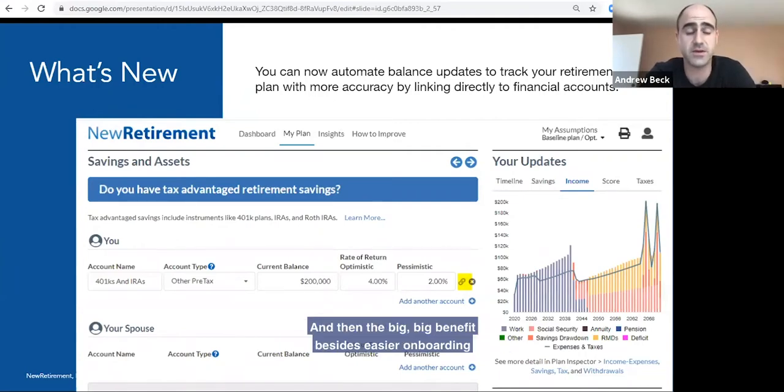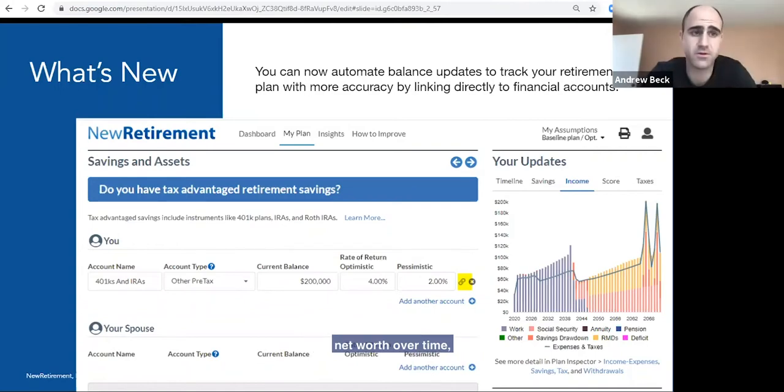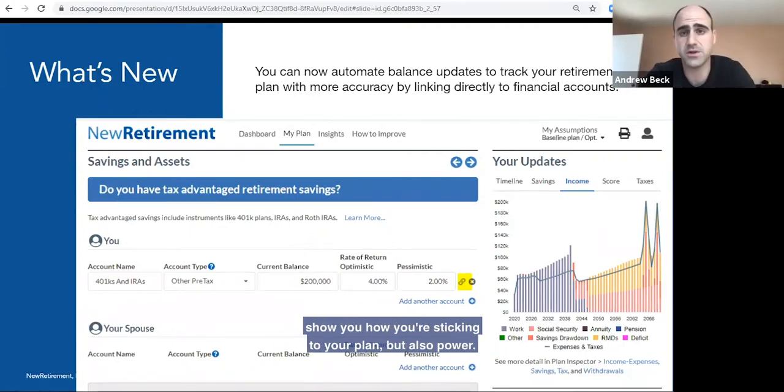And then the big benefit, besides easier onboarding, is we can monitor, we can update these values over time automatically. And so we don't do too much yet showing your ongoing net worth over time, but we're going to be adding in better and better visuals. We're going to show charts. We're going to give you more tools and hopefully alerting and messaging around what's going on with your accounts, which should not only make your plan stronger, show you how you're sticking to your plan, but also power a lot of that stuff that Steve was talking about, which is how can we be a really effective financial advisor to you, be a partner with you over the long run.